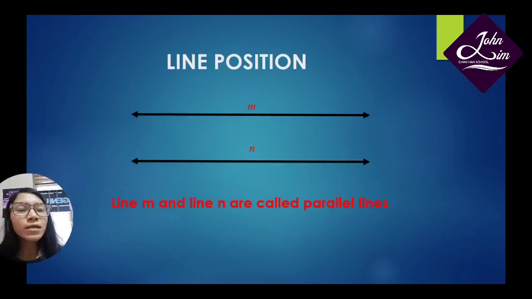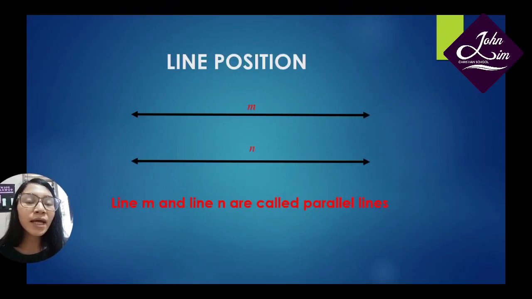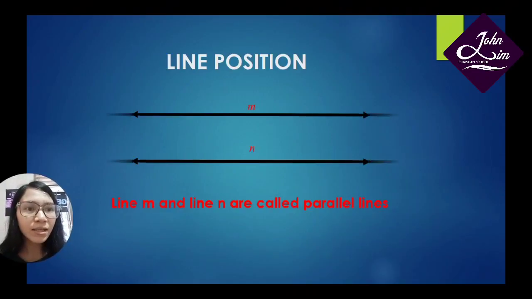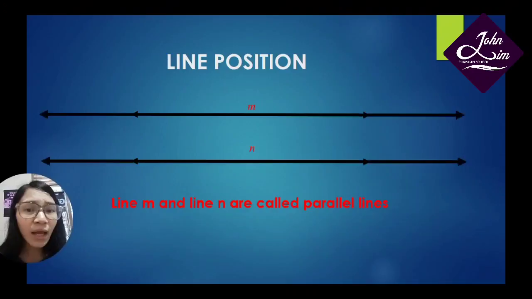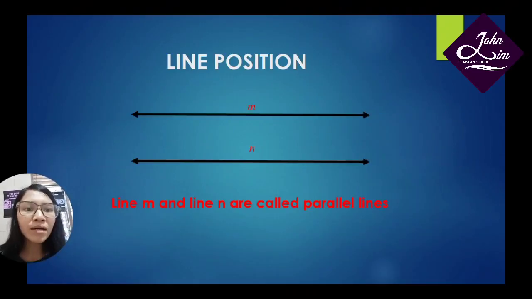Okay, now next is line position. Now I have 2 lines here. They are line M and line N. Okay. If we lengthen these 2 lines like this, these 2 lines never meet. They will never meet. So line M and line N are called parallel lines.